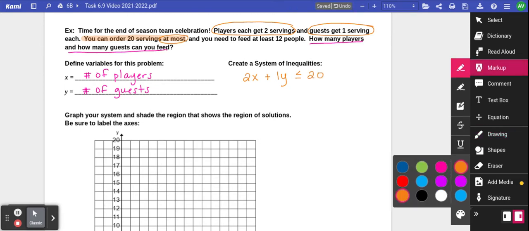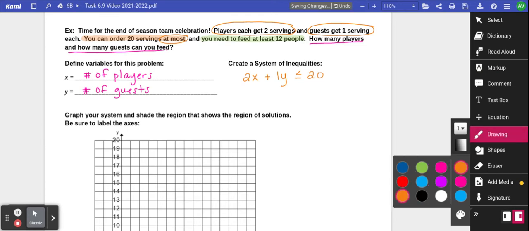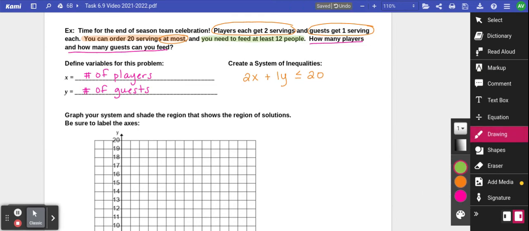Now, my next inequality that I'm going to write is going to be based on this piece of information. I need to feed at least 12 people. Well, if I look at how many people, I can figure out that number by adding up how many players and how many guests there are. So x plus y has to be at least, which means more than or equal to, 12 people.